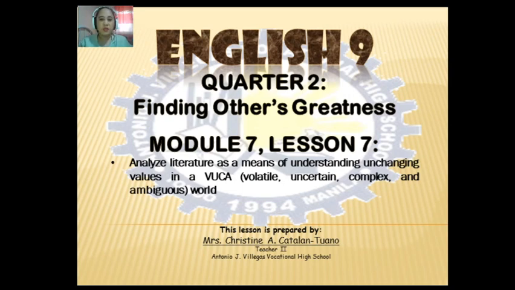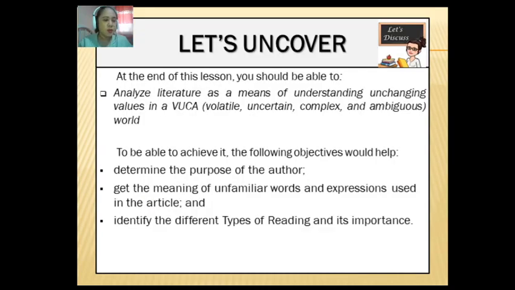So we are now with Module 7 of Quarter 2, and Module 7 has the most essential learning competency of analyzing literature as a means of understanding and changing values in a VUCA or volatile, uncertain, complex, and ambiguous world. To be able to achieve this learning competency, we need the help of the following objectives. First, determine the purpose of the author, get the meaning of unfamiliar words and expressions used in the article, and identify the different types of reading and its importance.